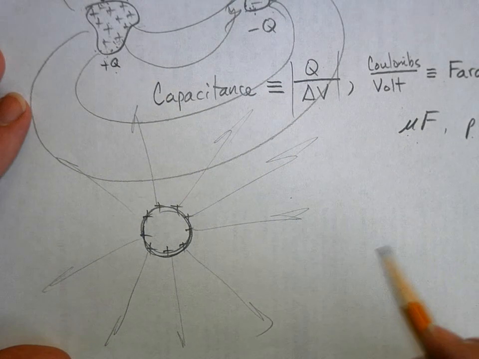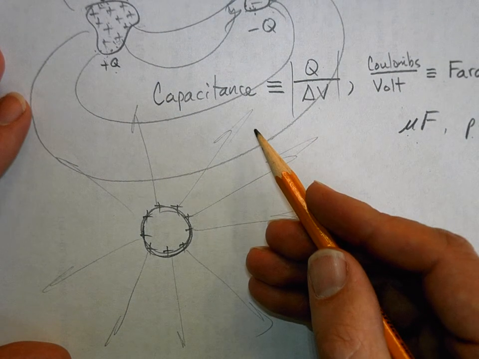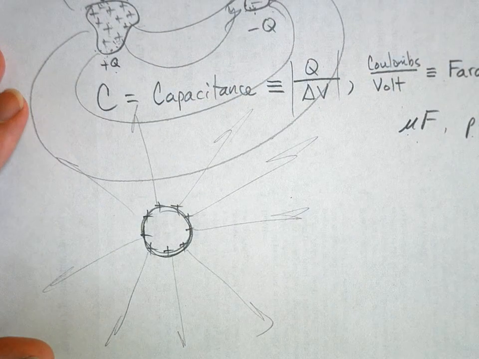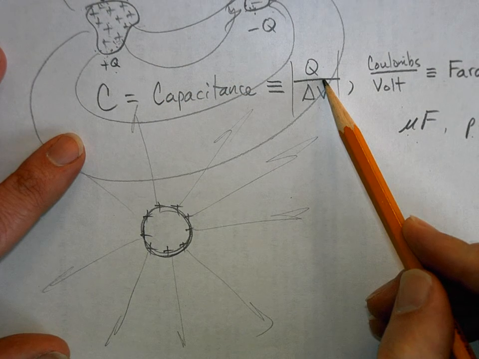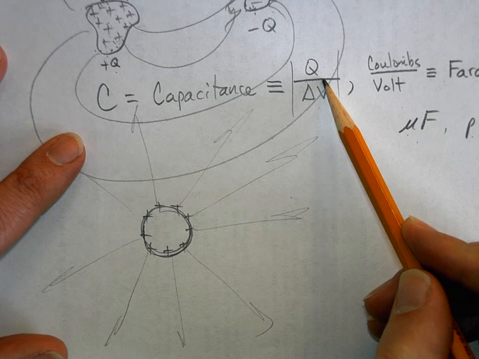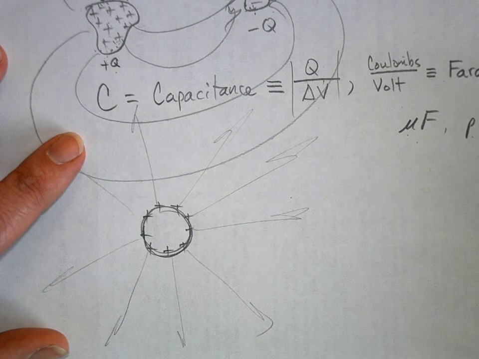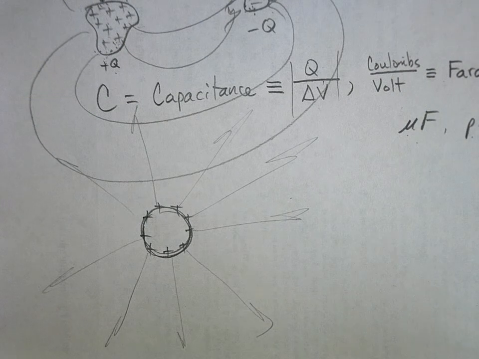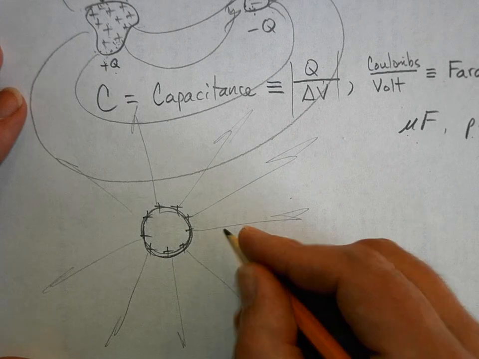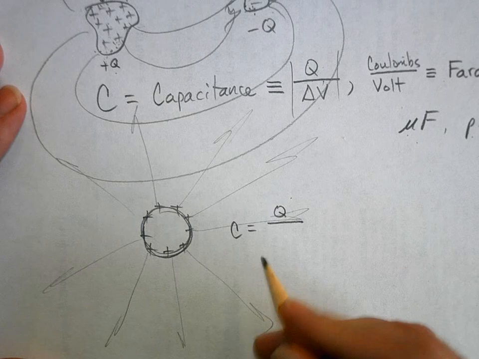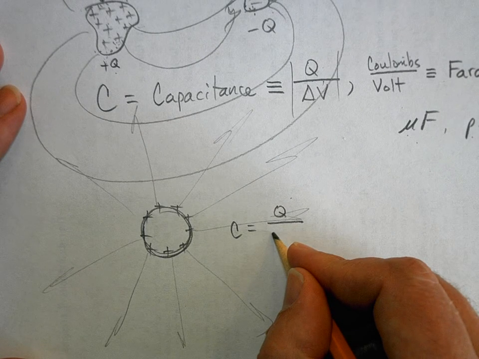Oh, by the way, we use the letter C to represent capacitance, which is unfortunate because we use the letter C to represent coulombs, which is a unit for charge. So you have to look at the context. Does the letter represent a unit? Does it represent a quantity? Now, the capacitance of this is equal to the charge on here divided by the change in voltage.